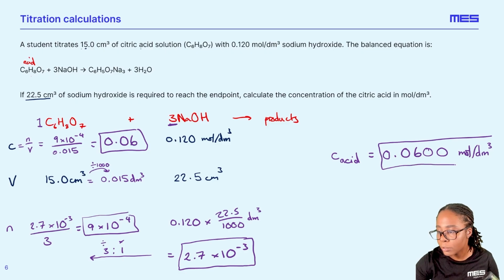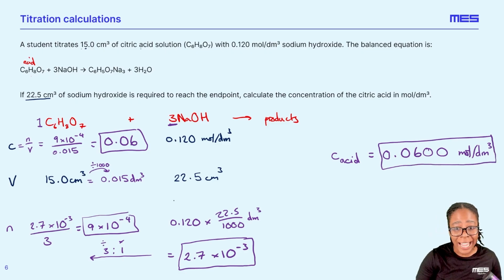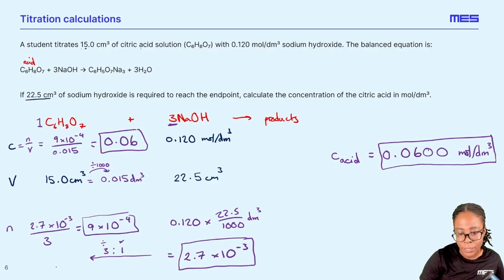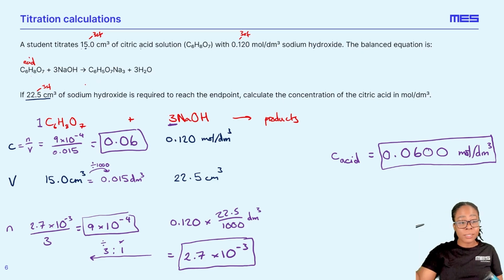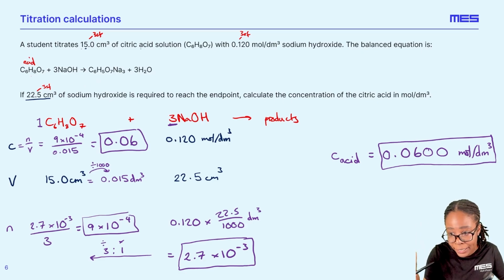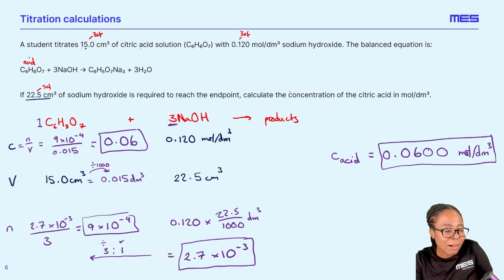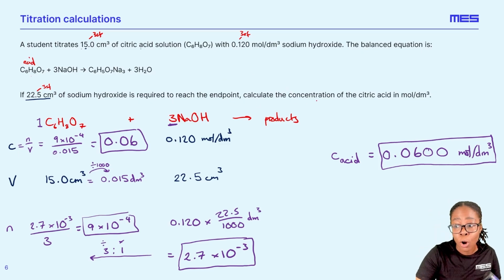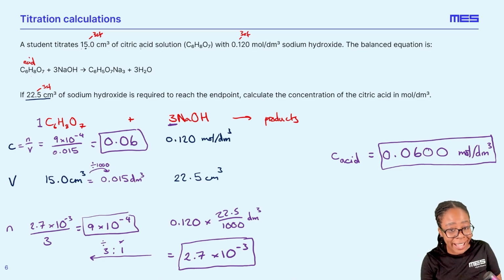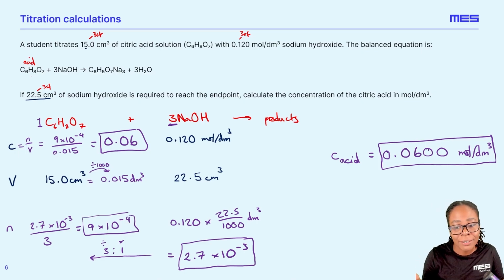my final answer. Again, note I chose 3 significant figures for my final answer because here that's 3 significant figures, here that's 3 significant figures, and here that's 3 significant figures as well. If you just said 0.06, don't panic, don't worry, that's fine, right? This question didn't explicitly ask to give your answer to a specific number of significant figures, so you would be okay. And speaking of okay, we are done with our titration calculations.